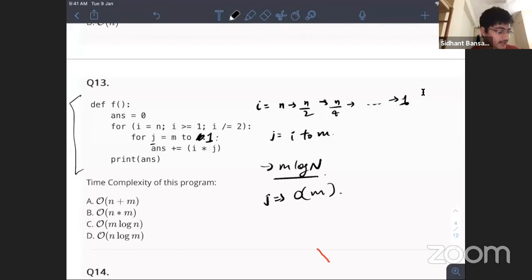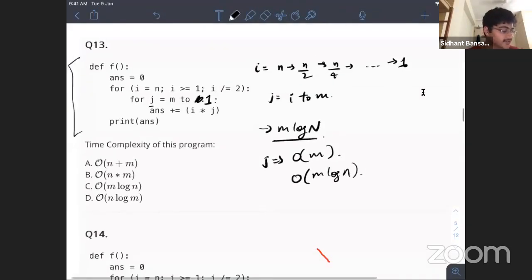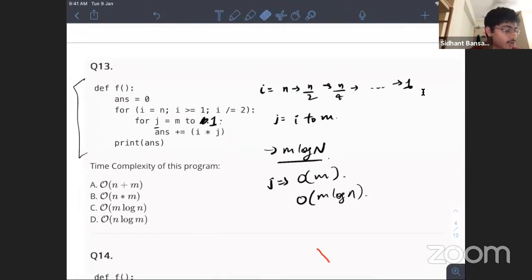So we say the total thing is running M log n times. If you want a more precise analysis, you say that it's actually not going till 1, it's actually going till i. So what we did here was we showed an upper bound. We showed that this algorithm is strictly better than M log n. It can't go worse than M log n.